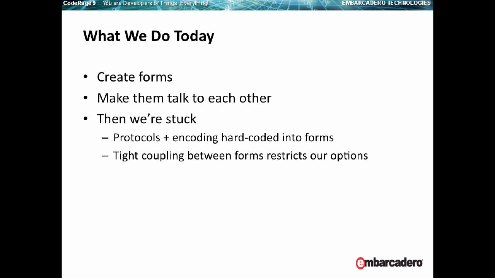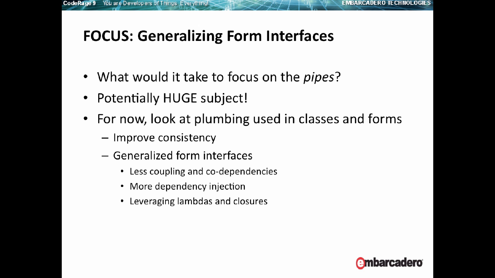So we create forms, we make them talk, then we're stuck because the protocols and encoding are hard-coded into the forms. The plumbing is already rigid, and we have a lot of tight coupling between the forms, and all of that restricts our options considerably. So I'm really focusing on generalizing the form interfaces. And the question is, what would it take to focus on the pipes rather than the forms?